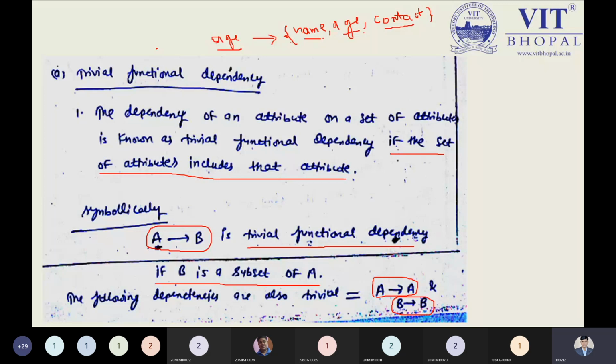This is a simple example. We are saying this is a trivial functional dependency. This is the simplest example we are looking at here. Okay, is the trivial functional dependency clear to everyone now?